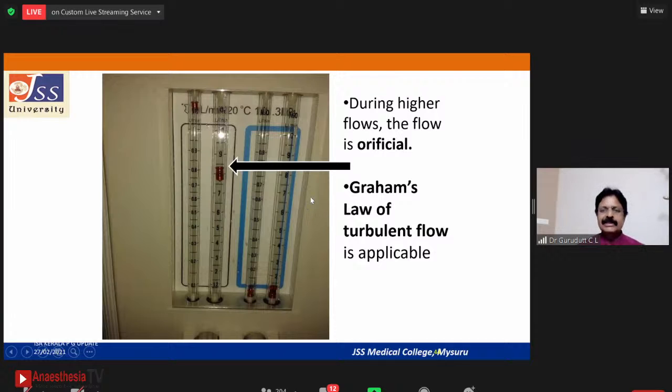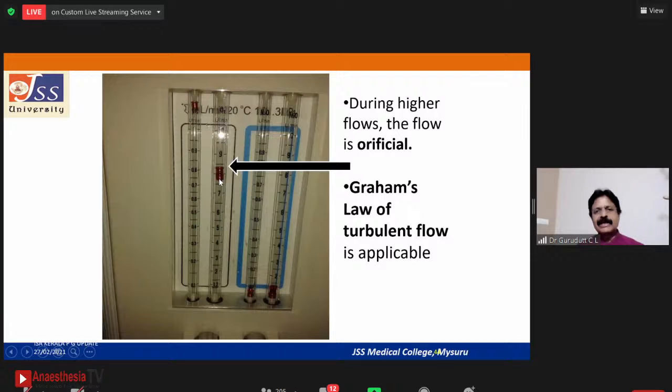You know that the density decreases. The viscosity doesn't change with high altitude. It is only the density which decreases. So the low flows are still accurate, but high flows can be totally inaccurate. Because of the decrease in density, whatever flow you are thinking of giving may actually be much higher.